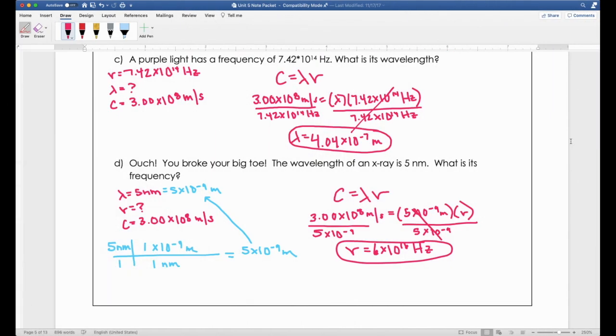And there are your two answers. For C, you should have 4.04 times 10 to the negative 7th meters. And for D, you should have 6 times 10 to the 16th hertz. So again, just double check your answers. Make sure you divided correctly.